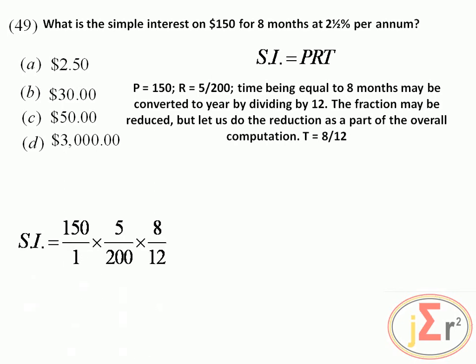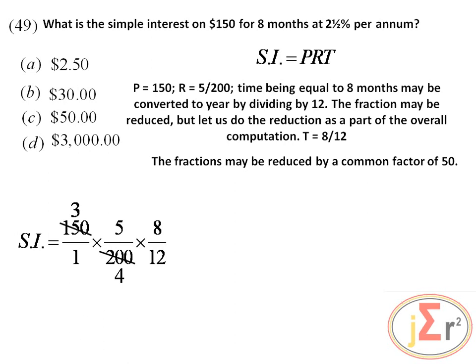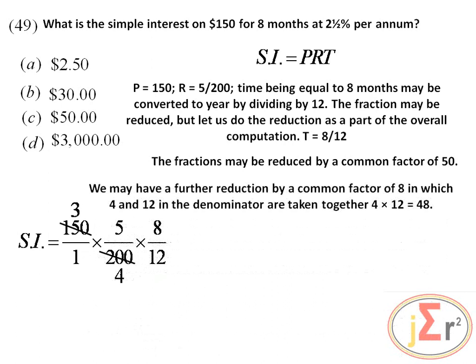And there we have our fractions that we will no doubt reduce as quickly as we can. The fractions may be reduced by a common factor of 50. 50 into 200 is 4, and 50 into 150 is 3. Anything else? Right. We may have a further reduction by a common factor of 8, in which 4 and 12 in the denominator are taken together as 48.